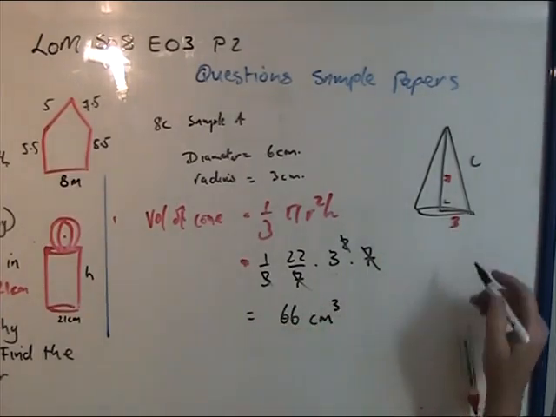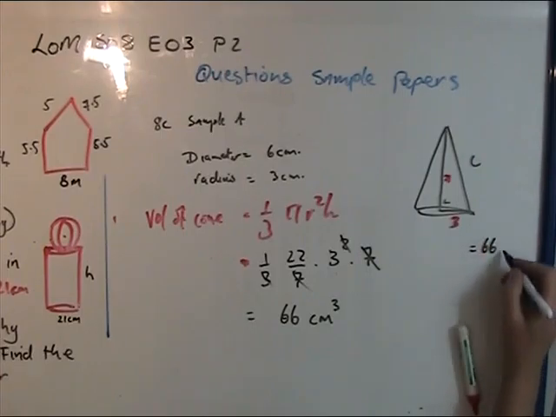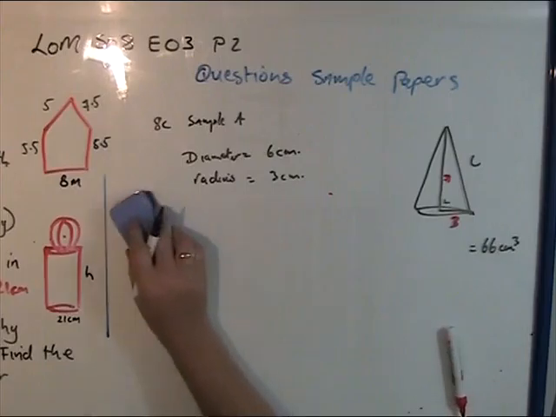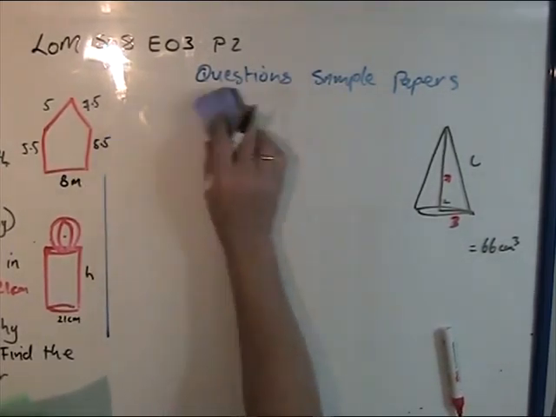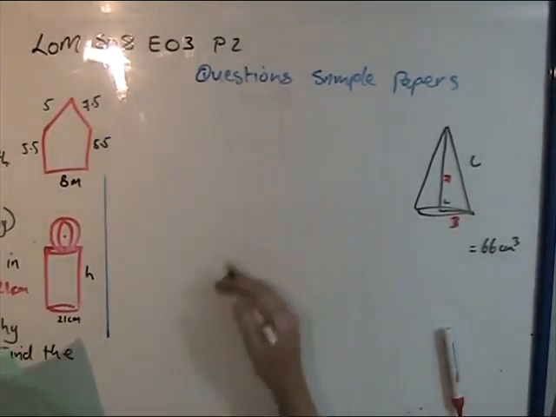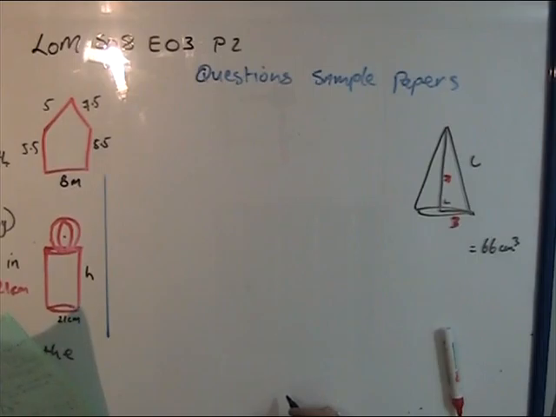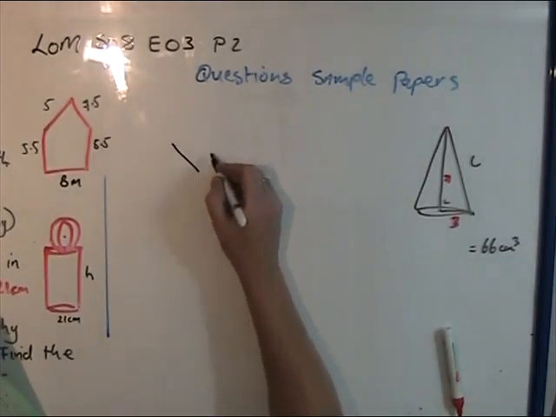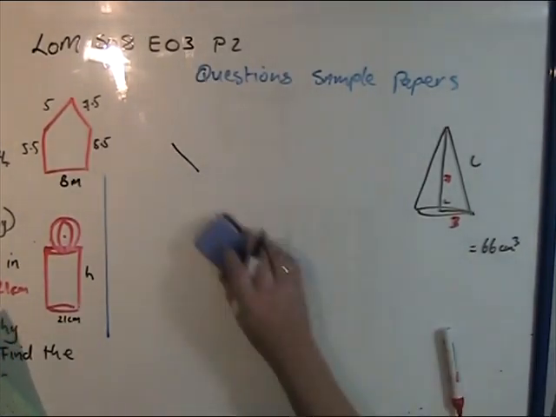So that's the volume of this, 66 centimeters cubed. And you would state that. You would go down and you would say, hence, the volume is 66 centimeters cubed. Now the next part is a rectangular block of wax. So we have to write out the job.